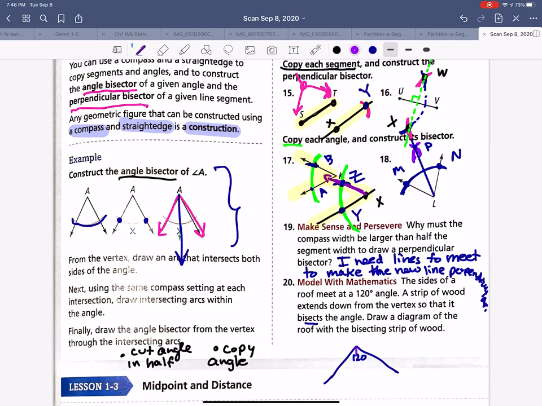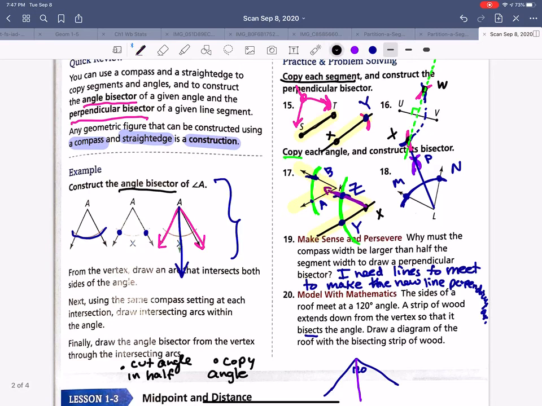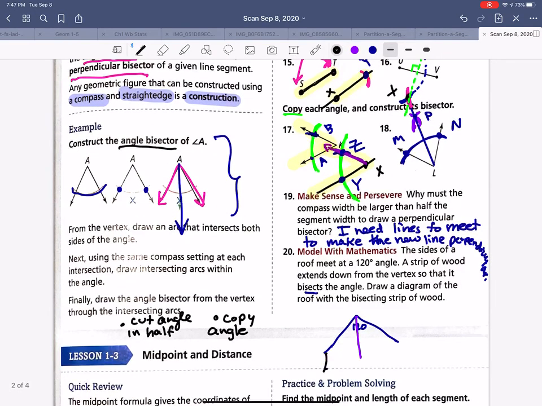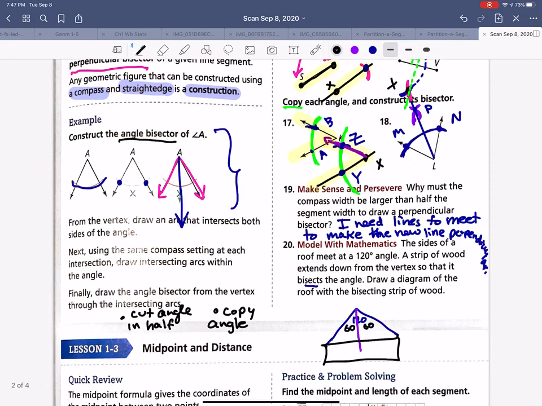so that it cuts the angle in half. Okay. So there's my roof of my house, and I just drew a little diagonal. And it looks like if that cut it in half, that would be 60 and that would be 60.